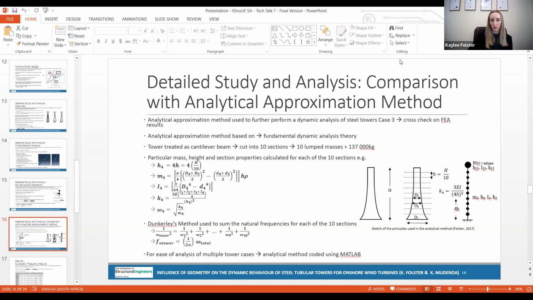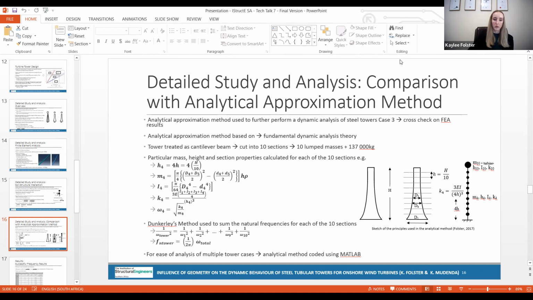Then you would repeat that process, obviously calculating it for each of the individual 10 sections of your tower. And once again, you'd use Dunkerley's method to simply add up all those individual frequencies to obtain the overall natural frequency of the tower. So yeah, it seems like a lot of maths, but it's actually all standard basic formula. It's just that it's quite a laborious process. So obviously, if you were doing this by hand, there'd be numerous opportunities for error.